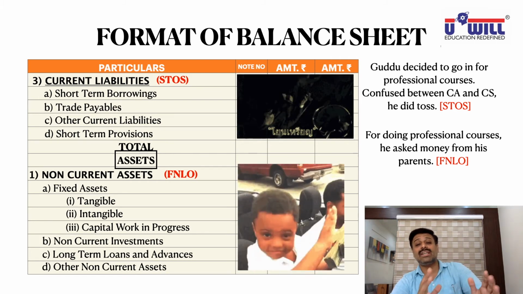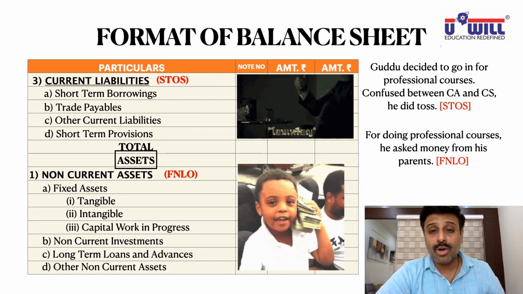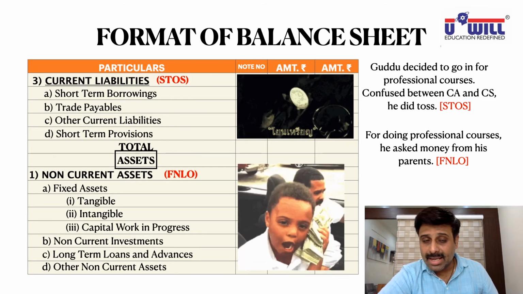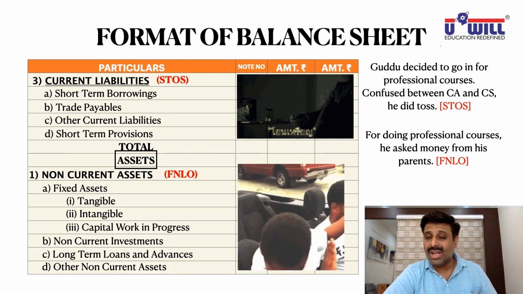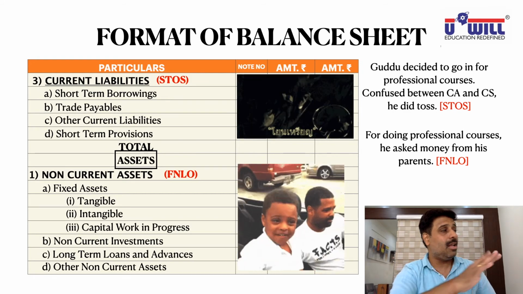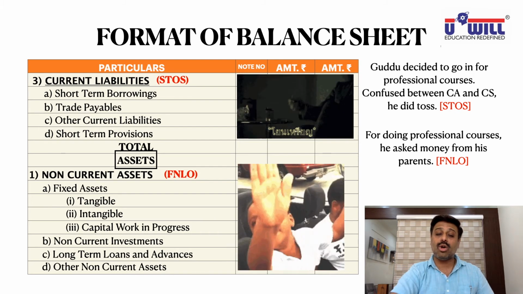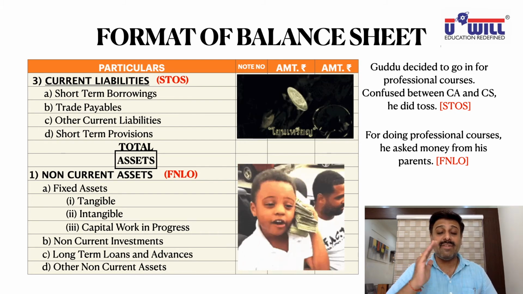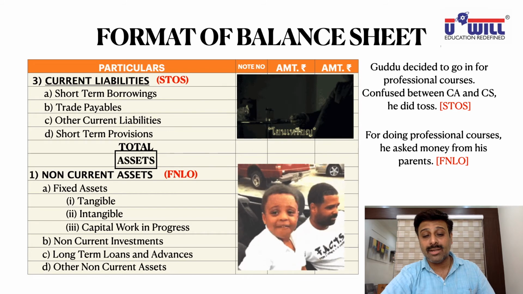So once again, for the assets, for doing professional courses, Guddu needs money. He has money from his parents. So finance law, F and L. F, fixed assets. N, non-current investments. L, long-term loans and advances. O, other non-current assets. Within fixed assets, we have tangible, intangible, and capital work in progress.